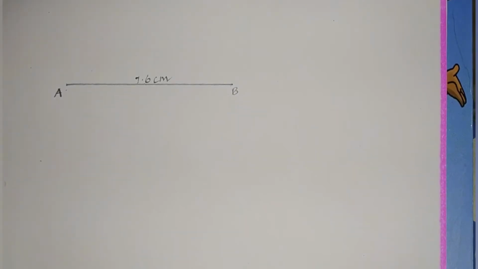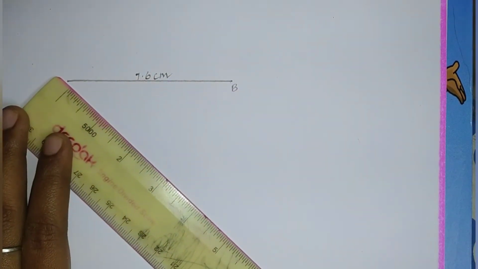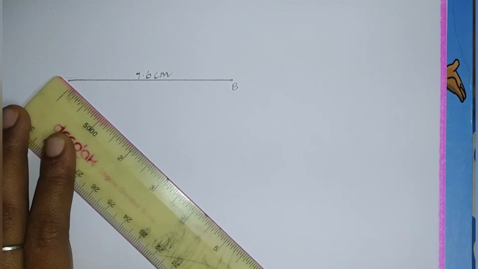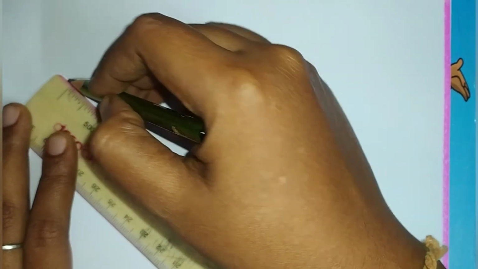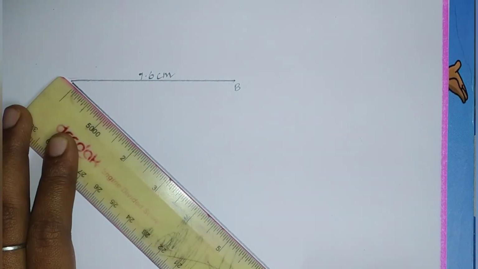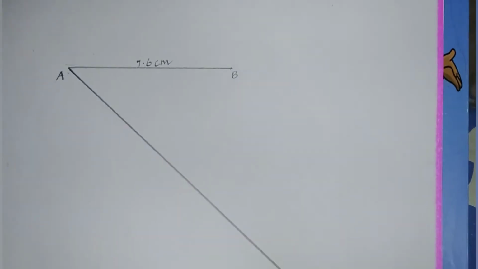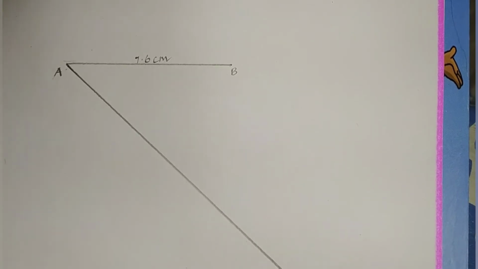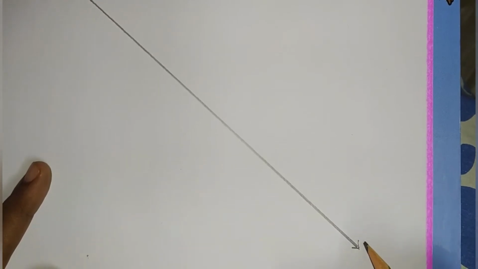Draw a ray AX making an acute angle with AB. The angle must be less than 90 degree. Draw any acute angle. Mark this ray here as X.